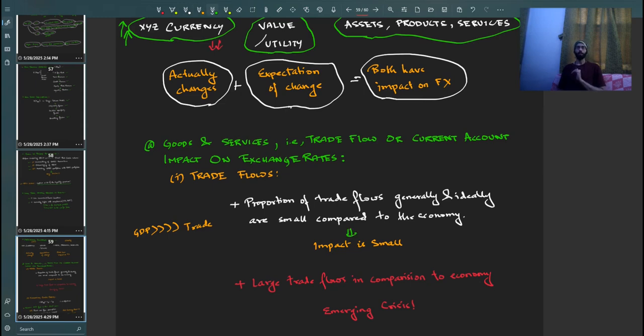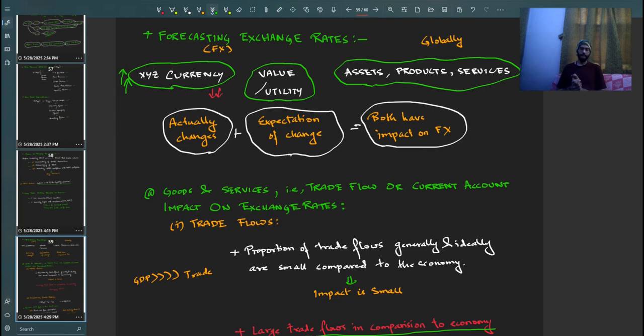Impact is much smaller. The proportion of trade flows, generally and ideally, is small compared to the economy, which means the impact is small, or should be small. But what if the impact is large? Large trade flows in comparison to the economy, a high proportion of trade flows in comparison to the economy, can imply an emerging crisis, right?